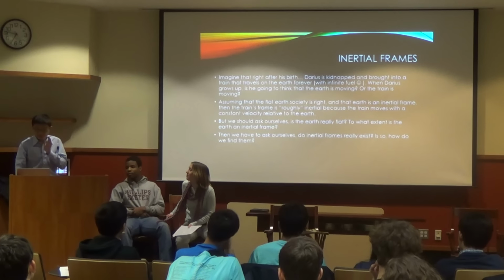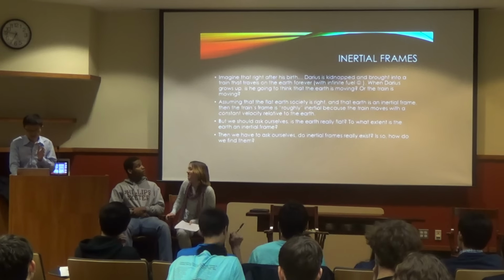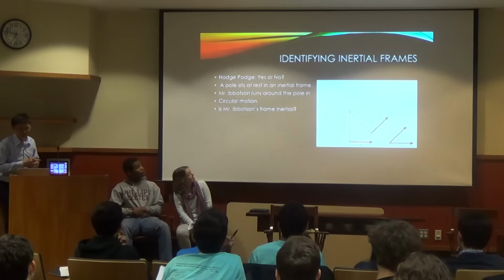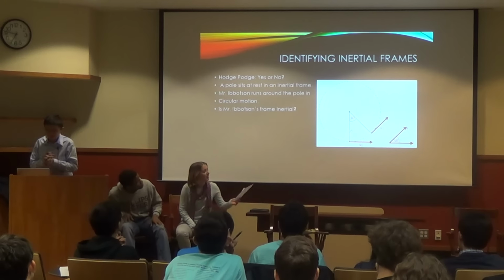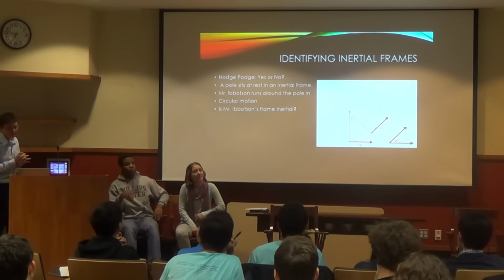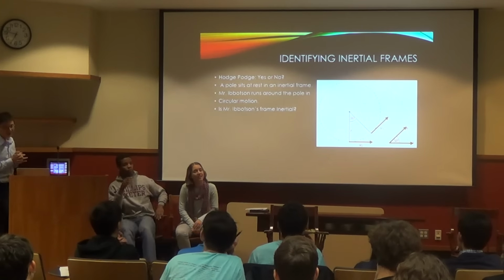So sometimes we run into troublesome frames that might confuse a little bit. So here's a question for you. There's a pole that sits on the center of an inertial frame, and Mr. Ibbotson runs around the pole in circular motion. So if I look at everything in the universe from Mr. Ibbotson's point of view, is this frame inertial or not? By the way, when you go around the circle, the speed is constant. So is the frame inertial or not?